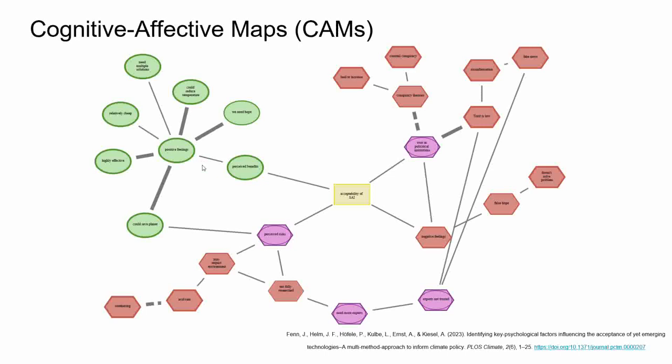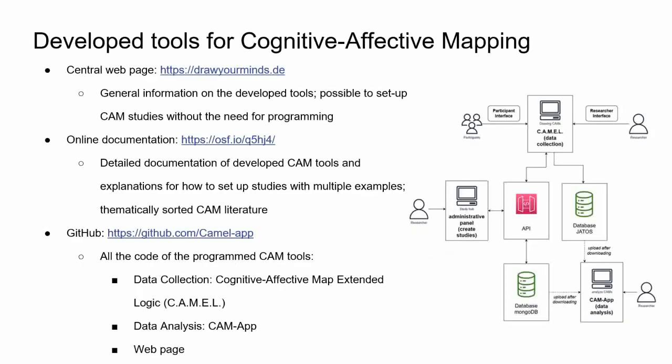To collect and analyze these data, we have developed three tools. To collect data, we have developed Cognitive-Affective Map Extended Logic, which is an open source software to draw CAMs, and it aims to offer people an easy and intuitive interface on which they could draw their own mind maps within online studies. There's a participant view and a researcher view to set up studies, and it's possible to change multiple parameters of the CAML software to adapt such CAM studies.